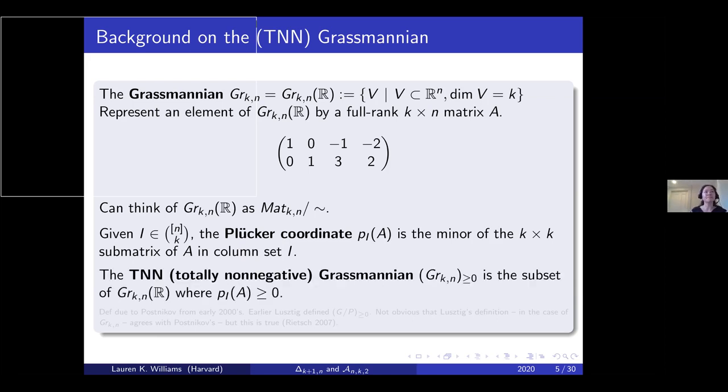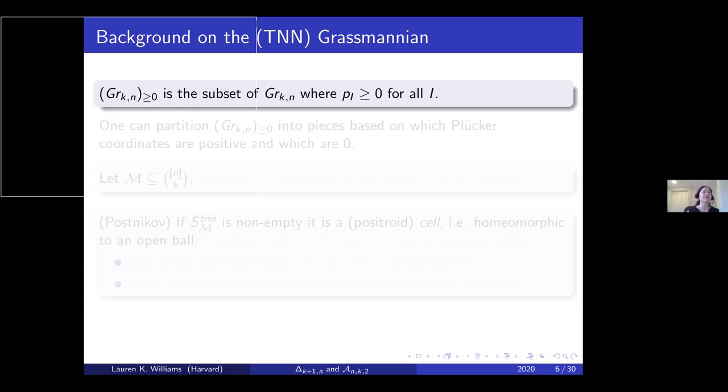And then the TNN, or totally non-negative Grassmannian, is the subset of the real Grassmannian where Plücker coordinates are simultaneously non-negative. And just some history, this definition was given by Postnikov in the early 2000s. Now, much earlier, Lusztig had generalized the totally non-negative part of an arbitrary partial flag variety. And it's not obvious, but it turns out that his definition agrees with Postnikov's in the case of the Grassmannian. Okay, so the TNN Grassmannian is the subset where Plücker coordinates are non-negative.